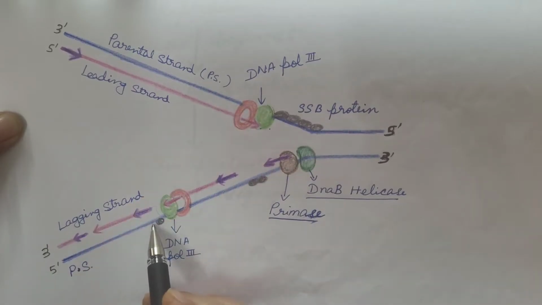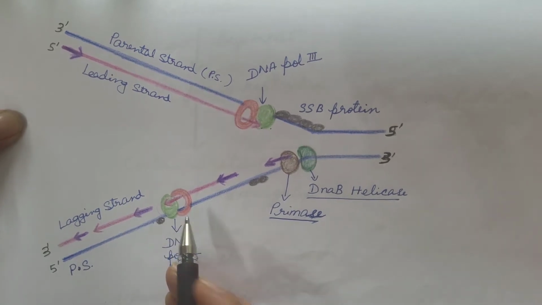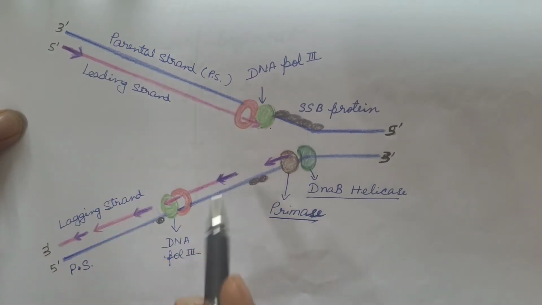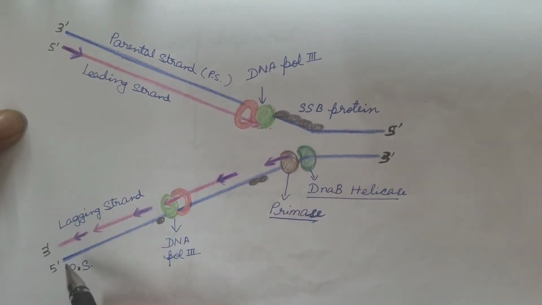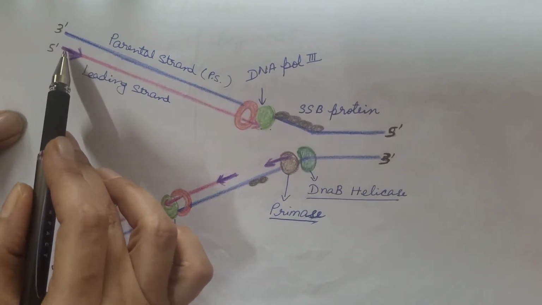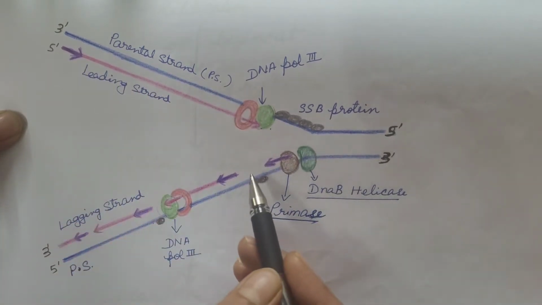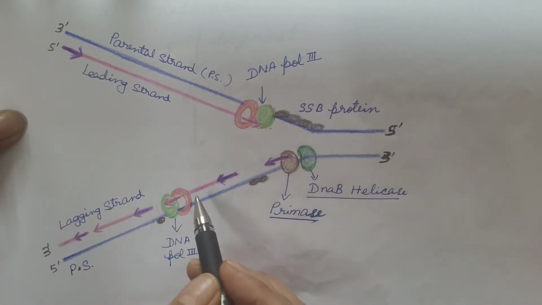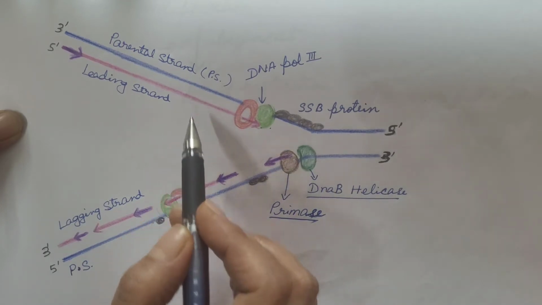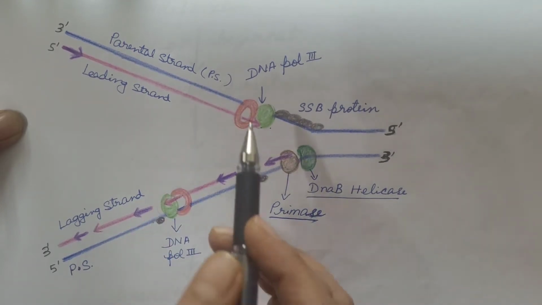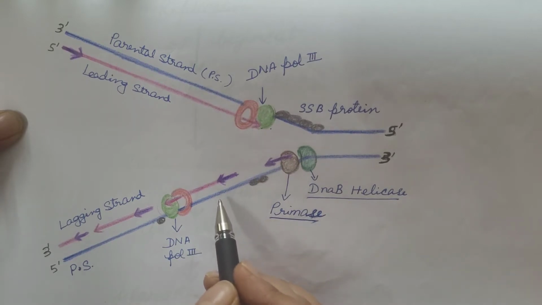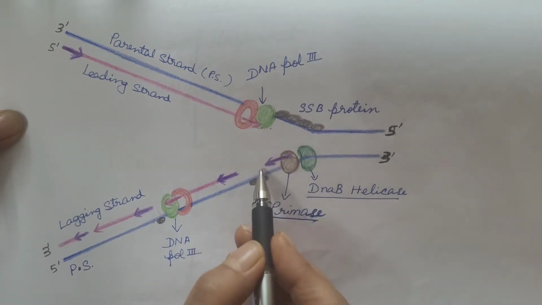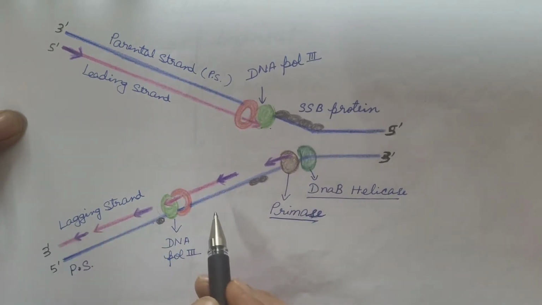So these two are the parental strands or the template strands. DNA polymerase moves in the 3' to 5' direction, here and also here, and the new strand is synthesized in the 5' to 3' direction, this strand and also this strand, as a result of which the new DNA molecule that is obtained has antiparallel strands like the parental DNA molecule. One has 5' to 3' in this direction and the other has 5' to 3' in this direction.